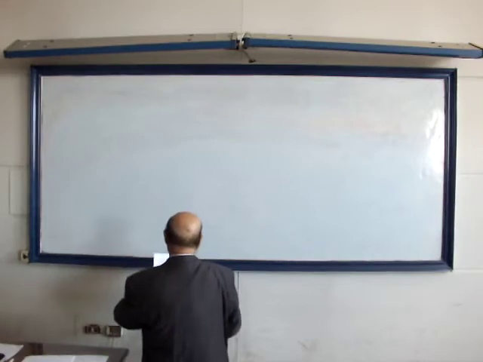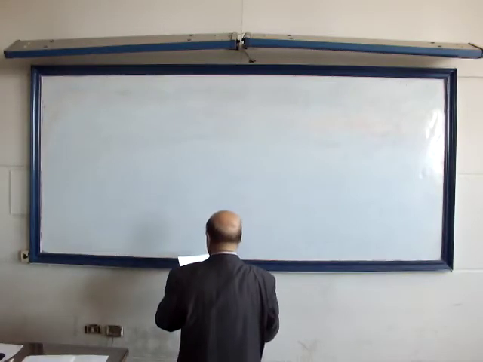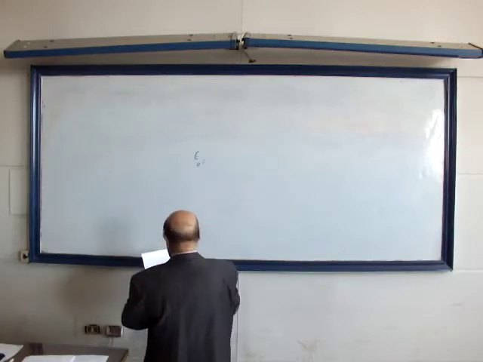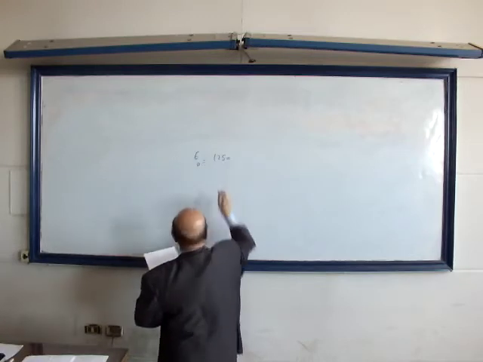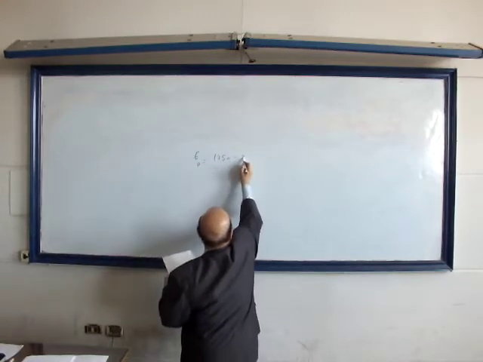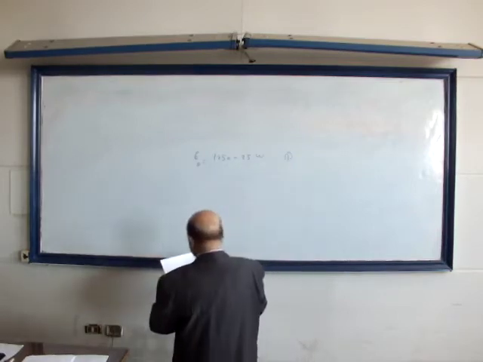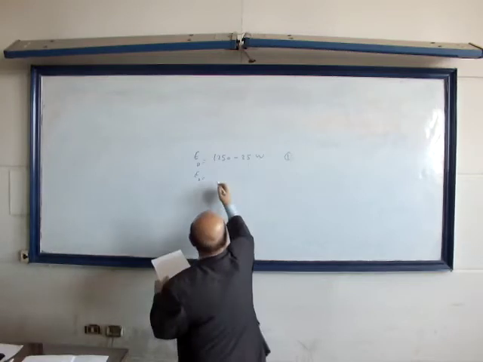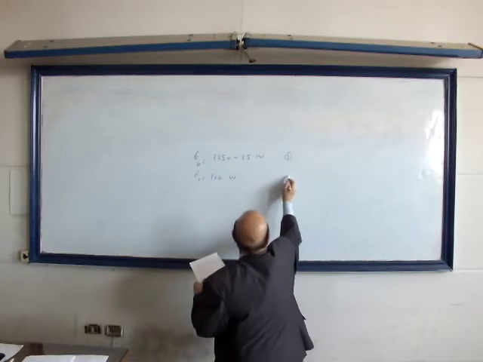Suppose the labor demand function and supply function are as follows. Demand, ED, equals 1,250 minus 25W. This is demand. I give you supply, ES, equal to 100W. This is supply.